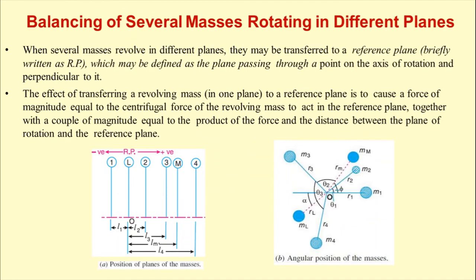Now balancing of several masses rotating in different planes, this particular type of problem is a bit tricky. And remember, over here, along with the unbalanced centrifugal force, an unbalanced centrifugal couple will also arise and appear. To compensate the unbalanced centrifugal force along with the centrifugal couple, minimum 2 balancing masses will be required. Not only one single balancing mass is sufficient to balance this type of situation.